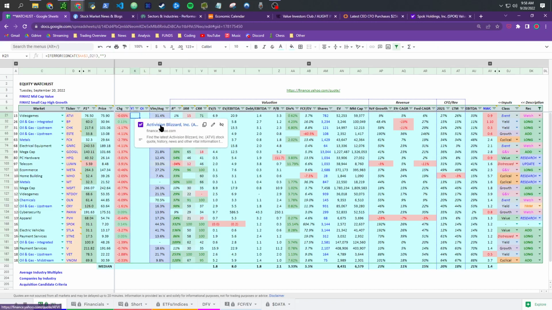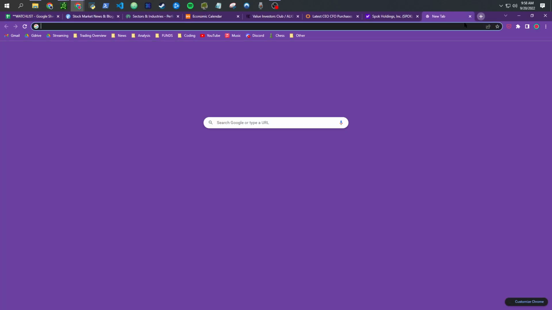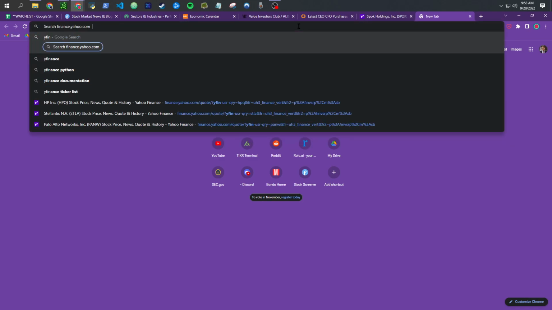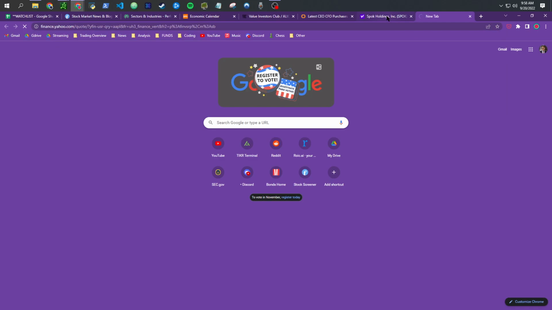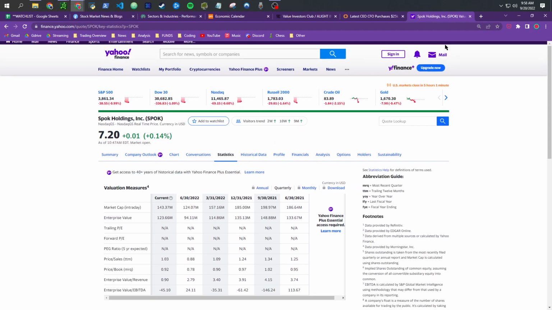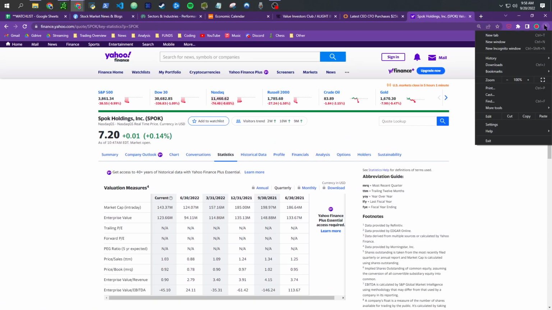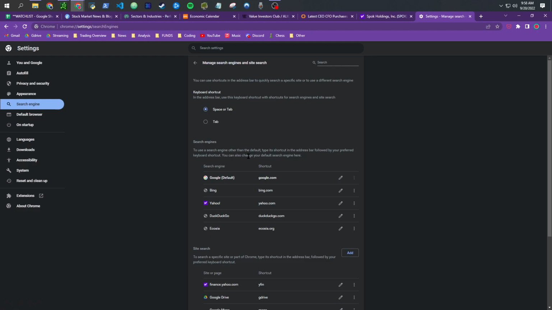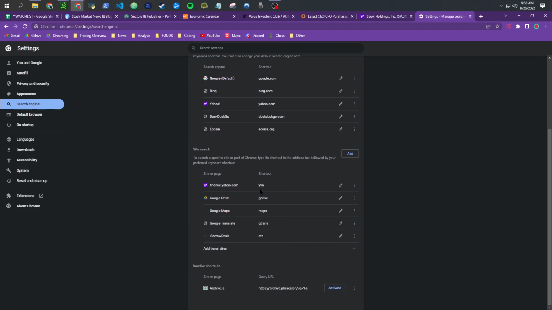I've got Yahoo Finance. I'm big about shortcuts, particularly when I type them out in my browser. Like there's Open Insider, for example. There's Yahoo Finance, so yeah, those definitely help, and you can customize those in Google Chrome. Let's see, settings. Where are we looking? Maybe search engine? Okay, yeah, so you can set up your own shortcuts here.